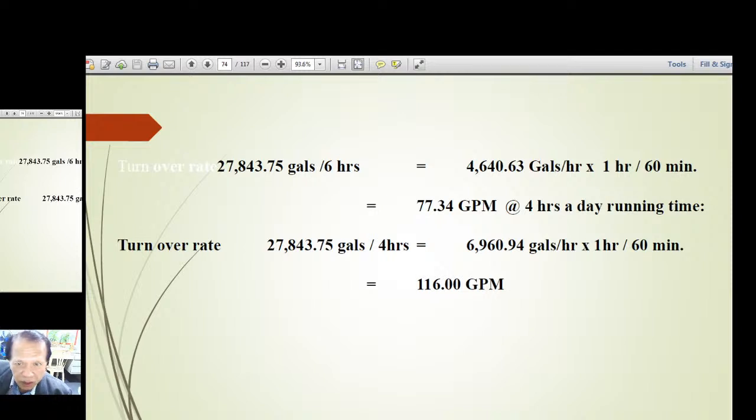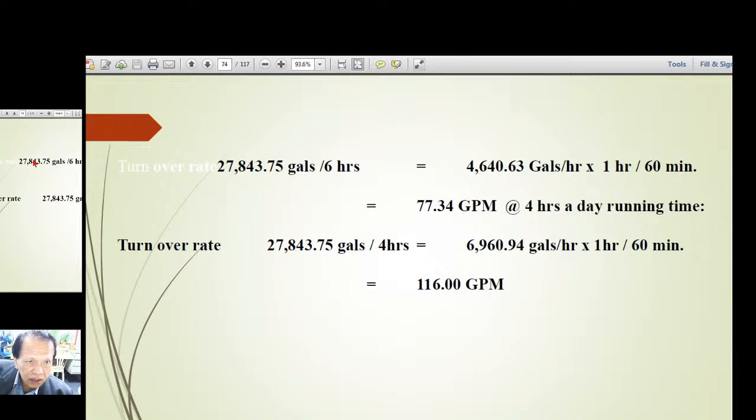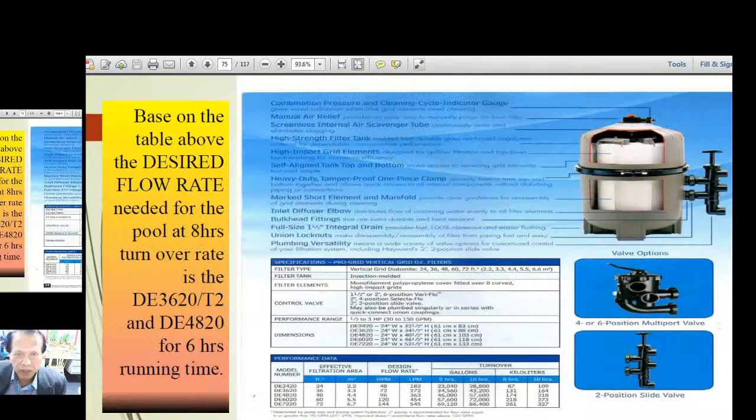Okay, sorry, let us go back to that. At 8 hours it is 58 GPM. The next is at 6 hours, so 27,843 divided by 6 hours, you get 77.34 GPM. Okay, and then turnover rate at 4 hours will be what? 116 GPM.